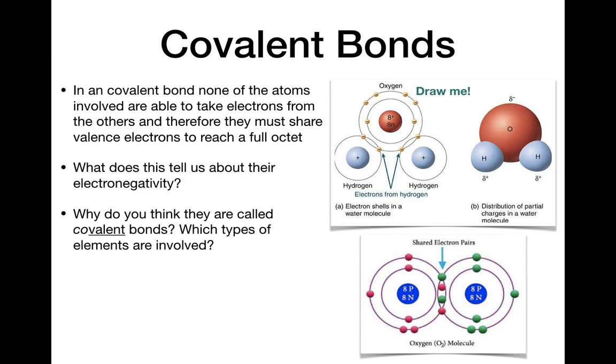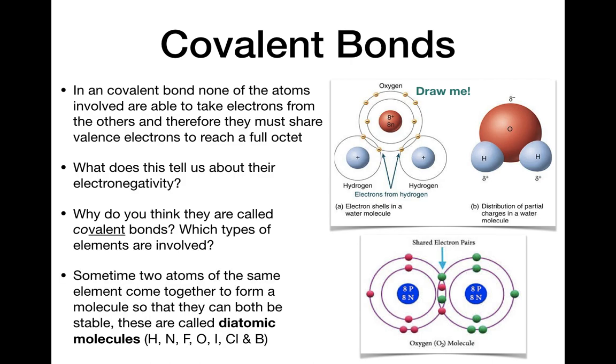Why do you think these are called covalent bonds? And what type of elements are involved? Look at your periodic table. What kind of elements are involved here? Hopefully you're going to see the examples here, water and nitrogen, that these are all non-metals. So non-metals are involved in covalent bonds. And they're called covalent because valent is referring to the valence orbital with the valence electrons, and co is the sharing. So they're overlapping and sharing their valence orbitals.